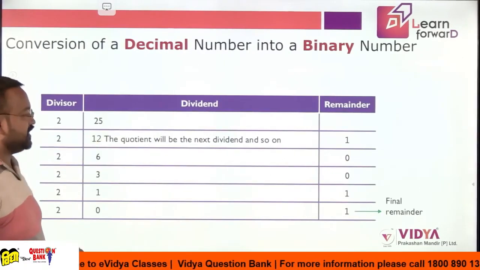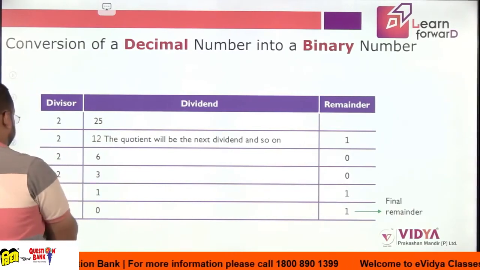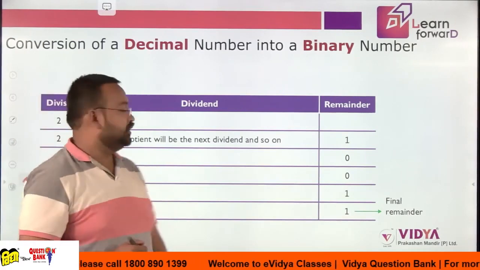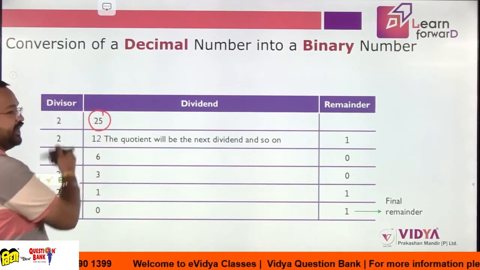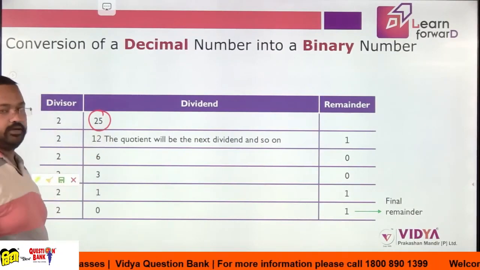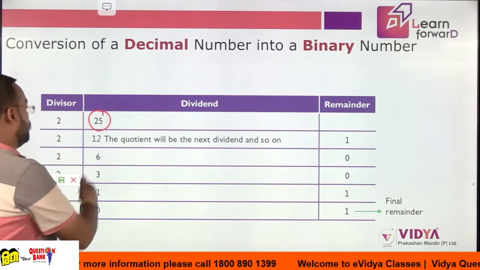So here is an example. We have a number 25. This number we have to convert into a binary. So we will start dividing it by 2. So if we divide 25 by 2, what would we get?